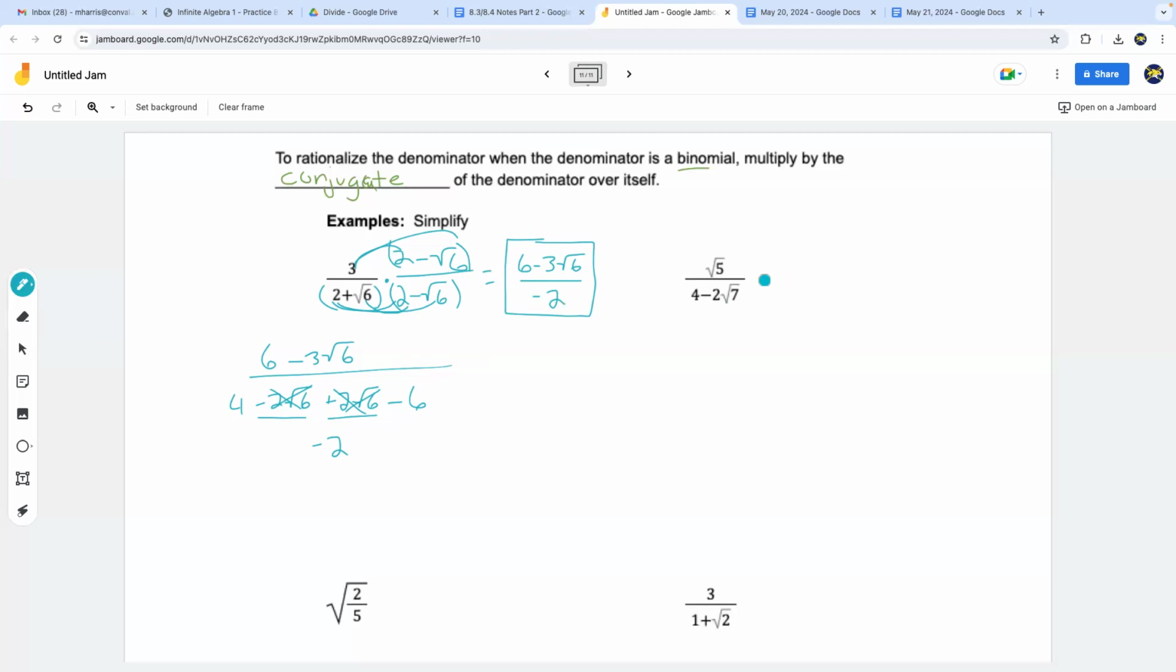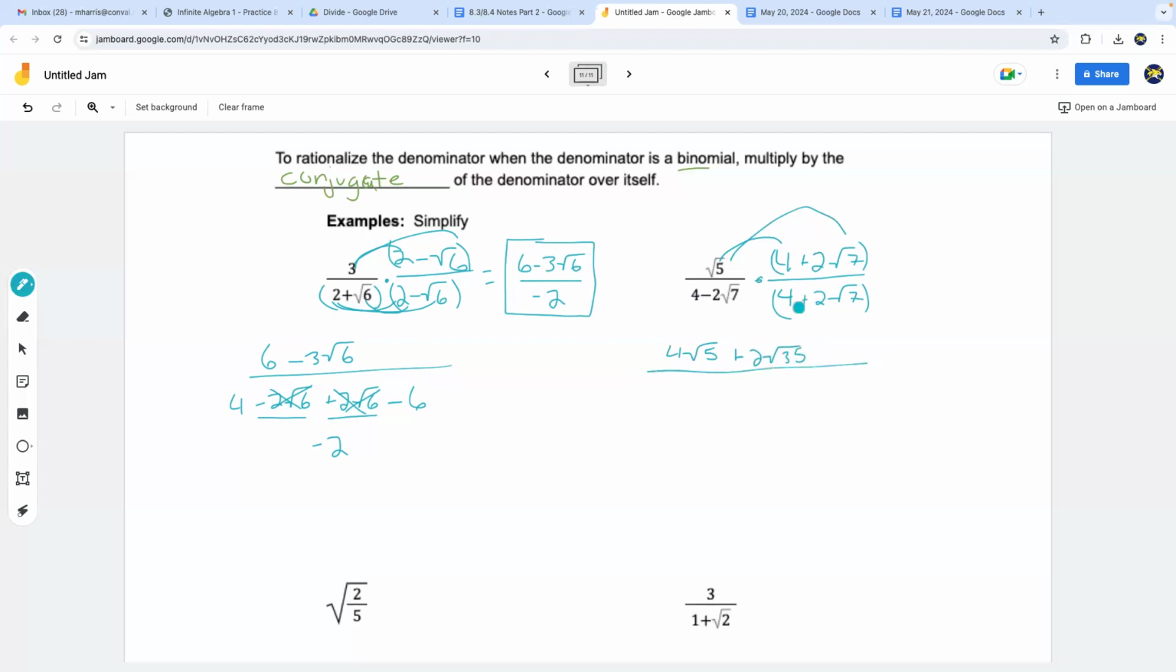Next, we have root 5 over 4 minus 2 root 7. Well, here our conjugate would be 4. It's a minus, so now it's a plus 2 root 7. And we're going to multiply this by 4 plus 2 root 7. All right, so now we're going to do our distribution. Oh, forgot. Let me put my parentheses in here. Distribute. So 4 times root 5 is 4 root 5. All right, root 5 times 2 root 7 is going to give us plus 2 root 35.